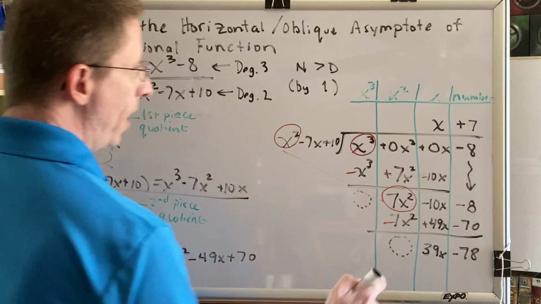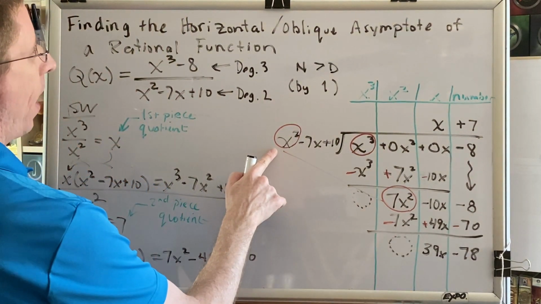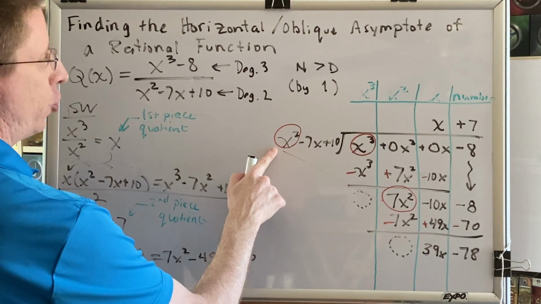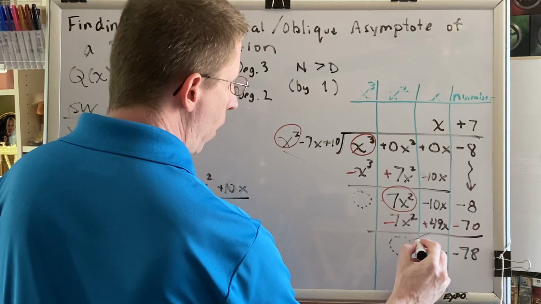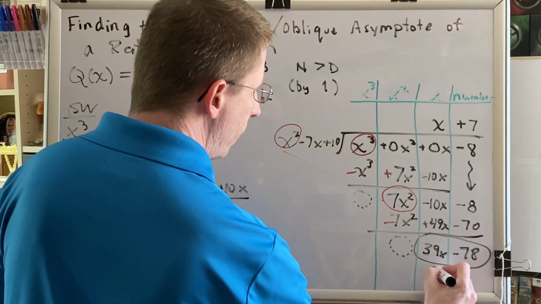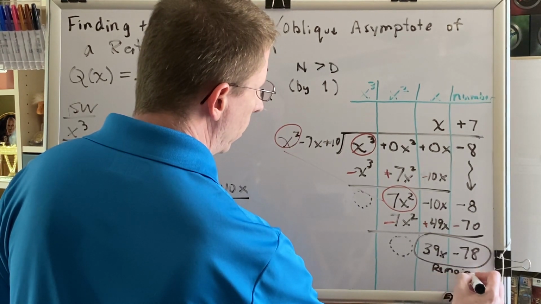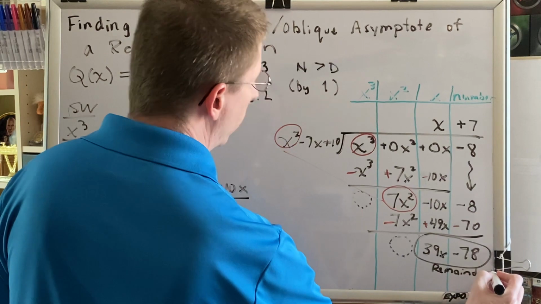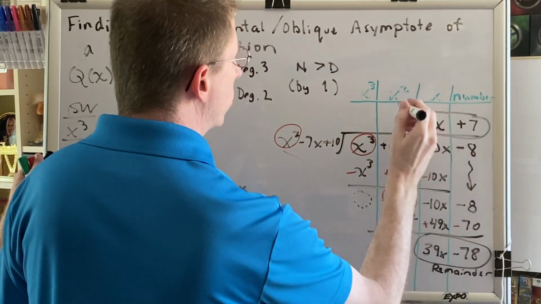We notice now that the exponent of our x is 1, and the exponent of the x in the divisor is 2. Because 1 is less than 2, we stop. This is the end of our polynomial long division problem. This 39x minus 78 is the remainder, and we'll label it that way. And this x plus 7 up here is the quotient.